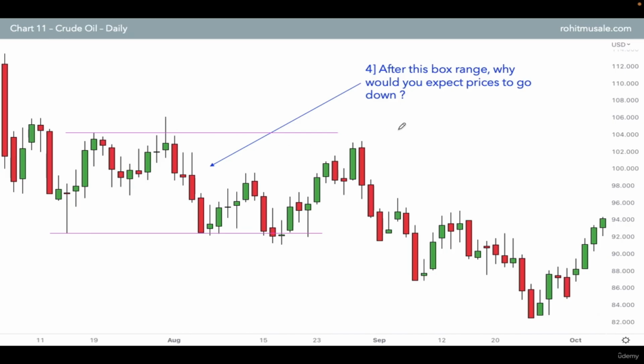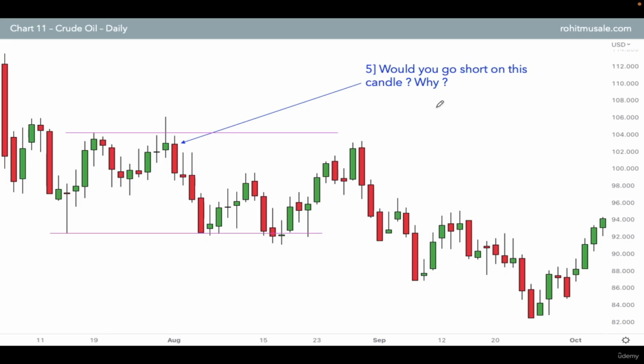Well, the reason is very simple. Prices generally move like this. So price goes down, then there is a box range, and then it continues with the same trend. Similarly, when prices go up, they create a box range, and then they continue to go up, right? So in this case, the price has been coming down, so it will go flat, and then it is likely to go down, which in this case has happened. That is why I would expect the prices to go down.